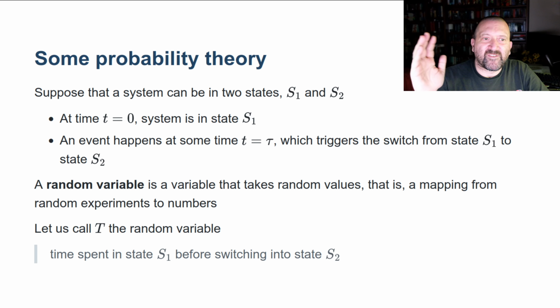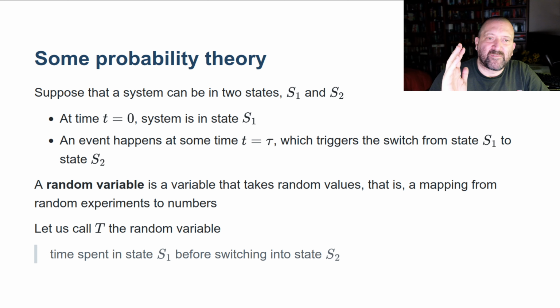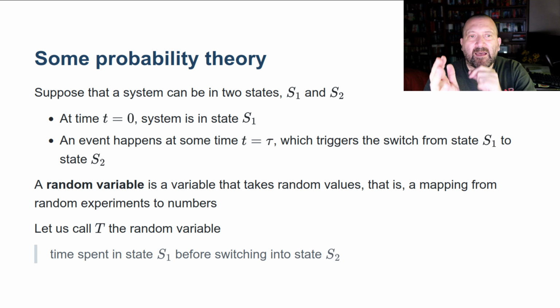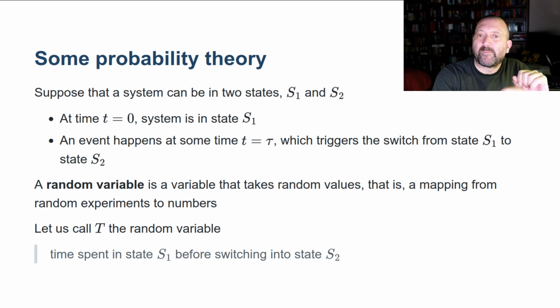The system always starts at time 0 in state S1. Then something happens at some time tau, and that triggers the change in state of the system from S1 to S2. This change in state can be anything, and I'll come back to this.